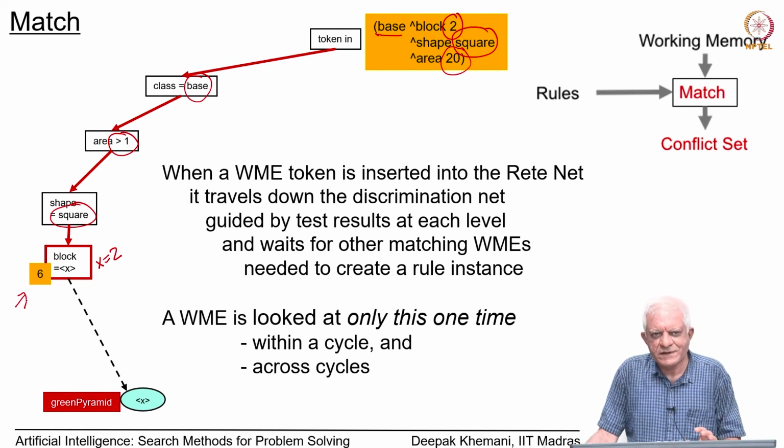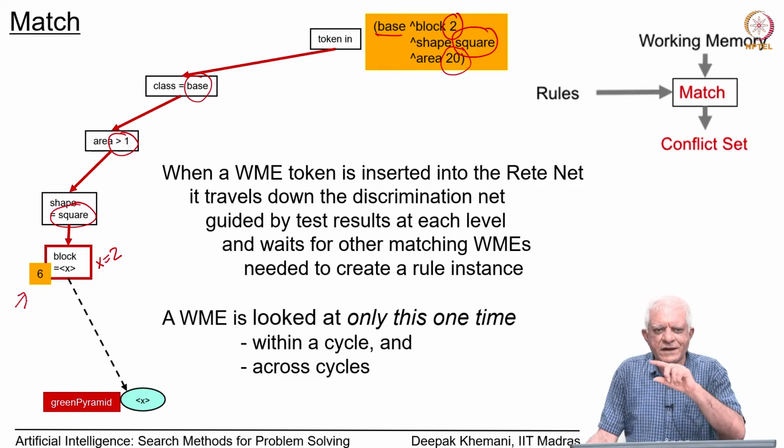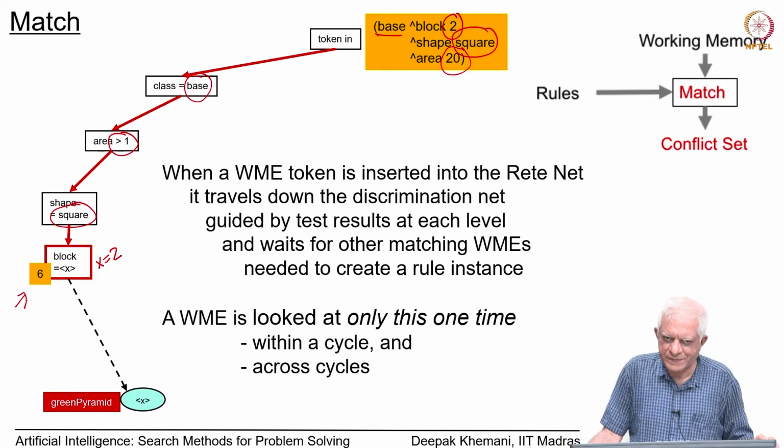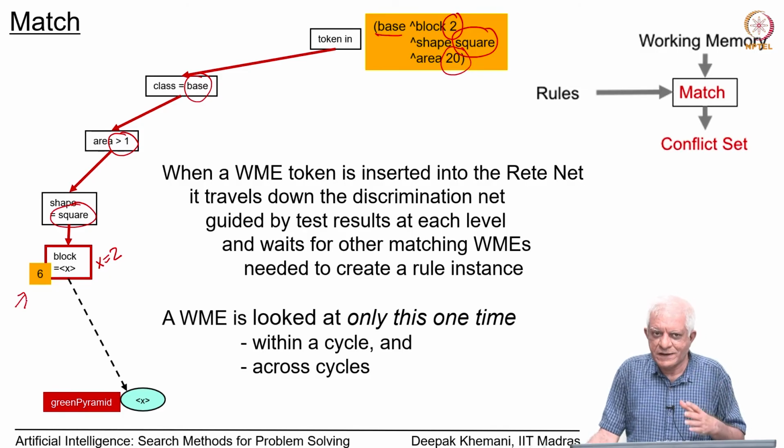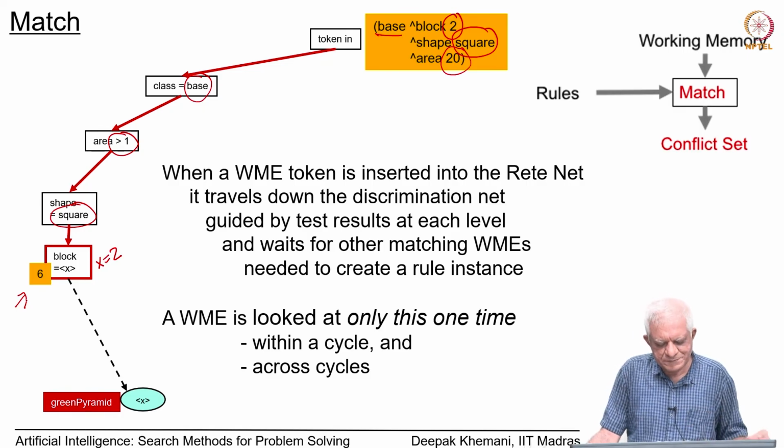So, this is the key to that, that every token, every working memory element is looked at only once, and that happens when it is dropped into the network and travels down certain paths essentially. It is never matched again and again either within the cycle or between different cycles. The only time it is looked at is when it is added to the working memory. Okay. So, that is the key to the efficiency.